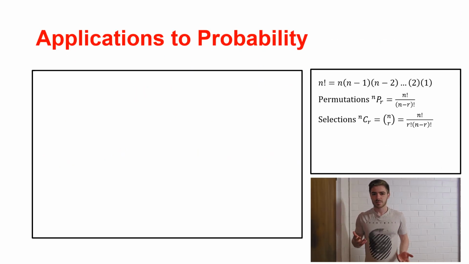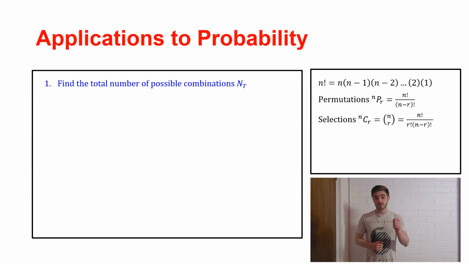And how does this tie into probability? Well, I'm going to recommend that you use the following framework. First, we have to figure out the total number of possible outcomes in the given scenario. This is where we have to decide which type of counting method to use.